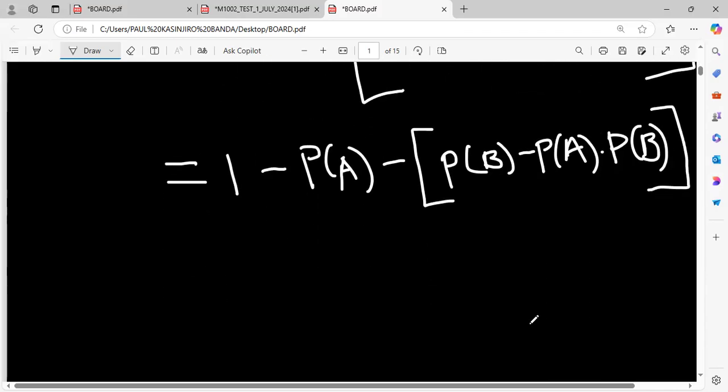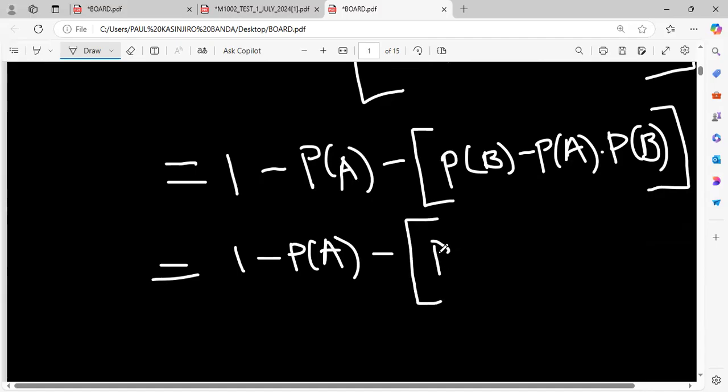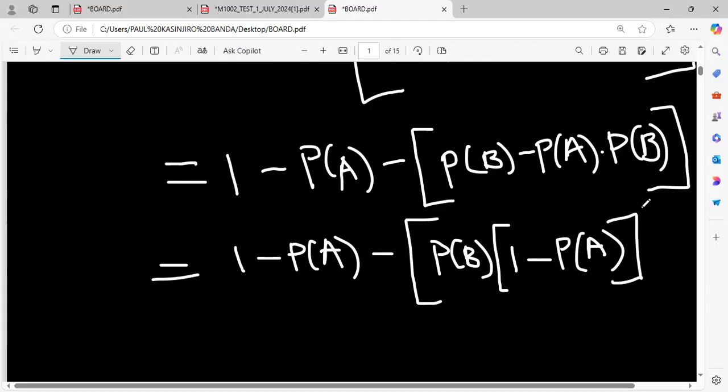Then from here, we can see that this B is common with this expression in this bracket. So I'm going to say this is equal to 1 minus probability of A, then there's this minus here, and in these other brackets I'm going to factorize the probability of B, because I can see it here and there. What am I going to remain with when I factorize this probability of B from this expression? Here I'm going to remain with 1, then minus probability of what? A. So this is what I remain with.